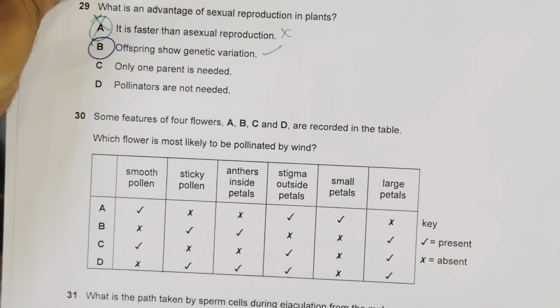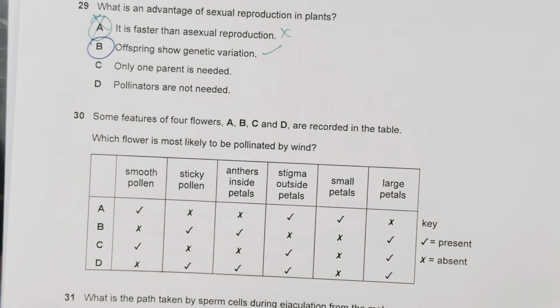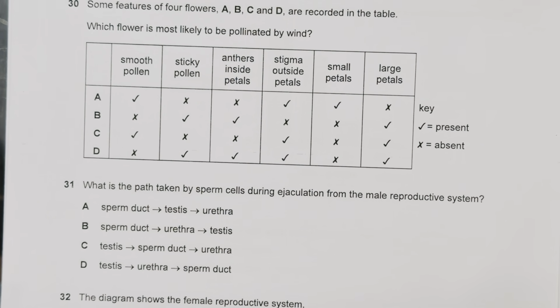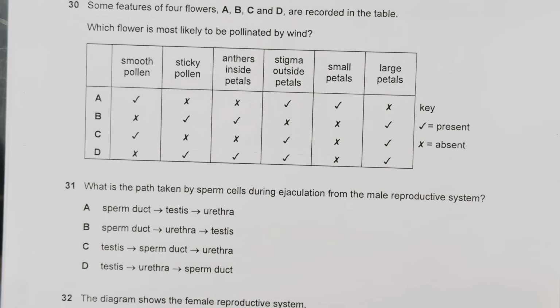Moving to question number 30. Some features of 4 flowers A, B, C, D are recorded in the table. Which flower is most likely to be pollinated by the wind? Okay.